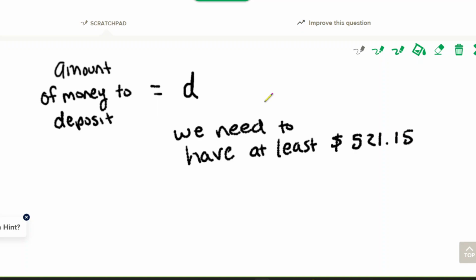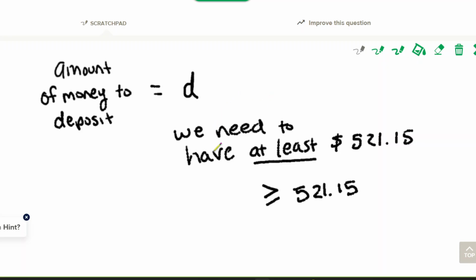Now, at least means this much or more, right? We need $521.15 or more in the checking account for the check to clear. So I'm going to write that. This means greater than or equal to. I need the amount in the account to be greater than or equal to $521.15.